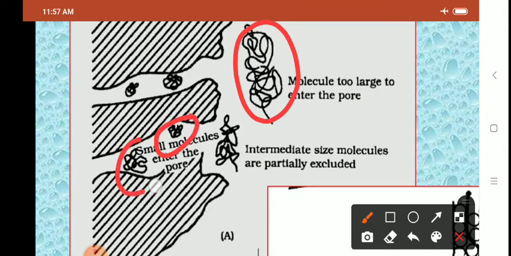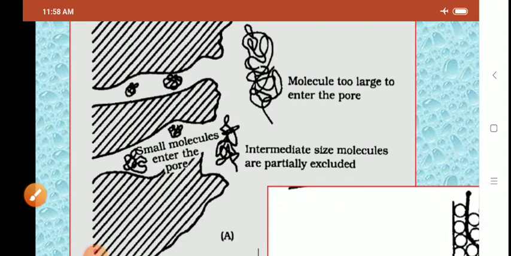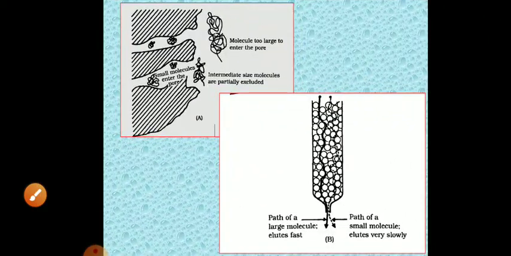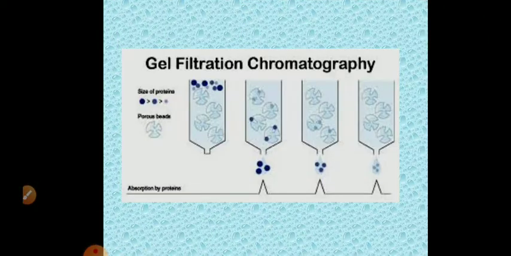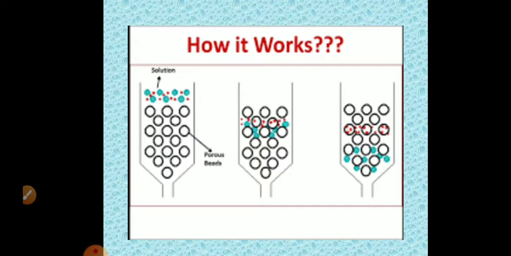Whereas these molecules which are very small, which I am circling here, enter inside the pores and hence they do not come out very fast. Rather, they take their time. The time required for their separation depends upon the time they spend inside the gel. Similarly, you can see in this diagram, larger molecules which are shown by dark blue color come out very fast. You can see the dark green colored large molecules.